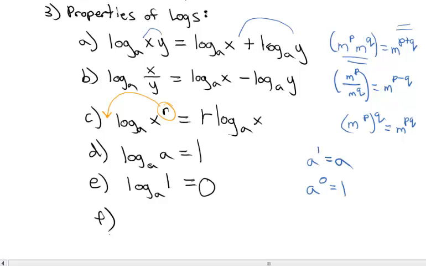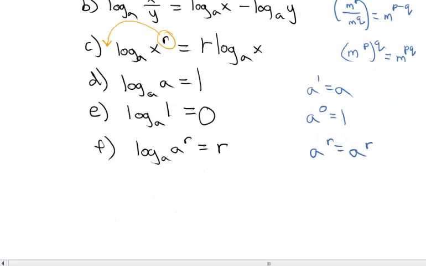And this one combines a couple properties together, but it's a nice little property: log base a of a to the r. The r is going to move out front. Log base a of a is 1, and so we end up with just r. Which makes sense, because if we wrote this as an exponent, we would have a to the r equals a to the r. And I think we would all agree that that is true. So over here in blue on the right side, that's where the properties come from. What I want you to know is be able to use them, the ones in black.